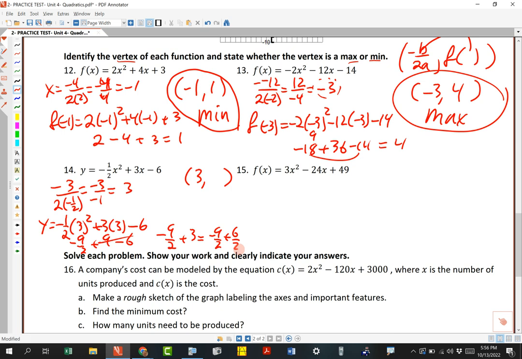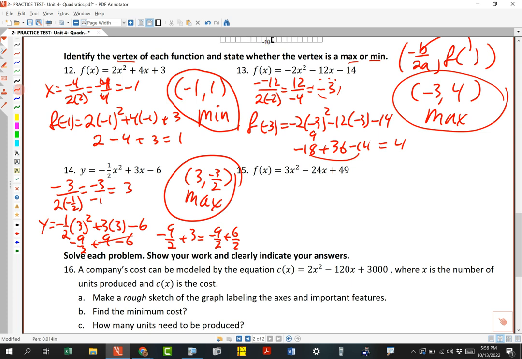So this is going to be a -3/2. Now you could do this arithmetic on your calculator. You could plug it in. Again, not a graphing calculator, but you could have a calculator help you with that. This opens down, so this is going to be a max. Okay, so we'll go ahead and circle that one.